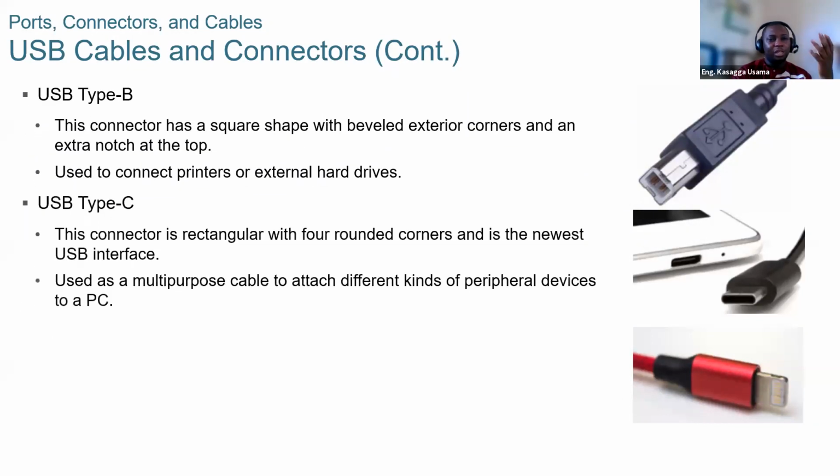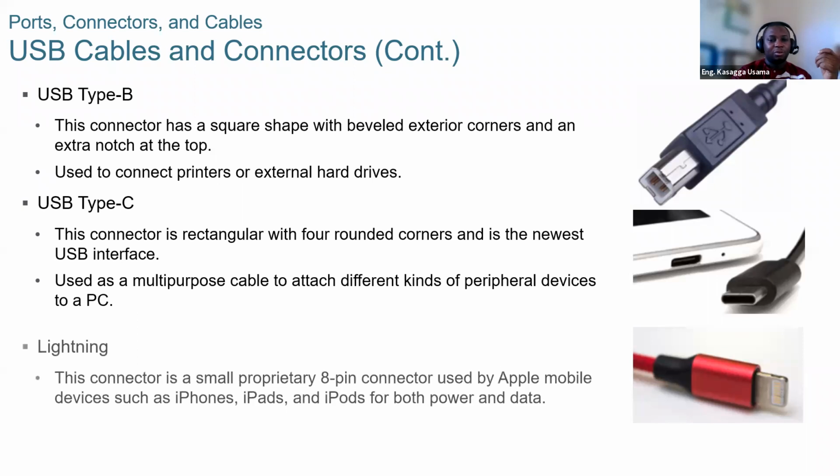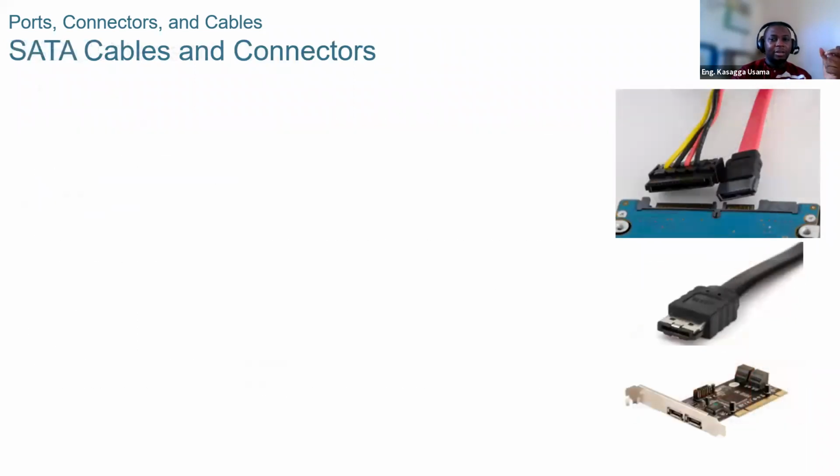Okay, we have USB type B, you have USB type C. These are all different connectors. Then we have SATA connectors, SATA cables and connectors. They do come from the hard disk. They are the ones supplying data from the hard disk to the motherboard. So they use those SATA connectors.